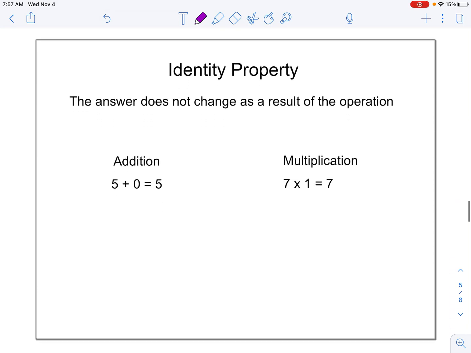The next one is the identity property. The answer does not change as a result of the operation. So this seems kind of silly, you need a property for this, but you do. There's the addition identity property. So it says that anything plus 0 stays itself. And so with multiplication, anything times 1 stays itself. So I like to look at it, no matter what you've done to it, it keeps its identity. So by adding 0, it has not changed who it is. And by multiplying by 1, it has not changed who it is. So it keeps its identity.